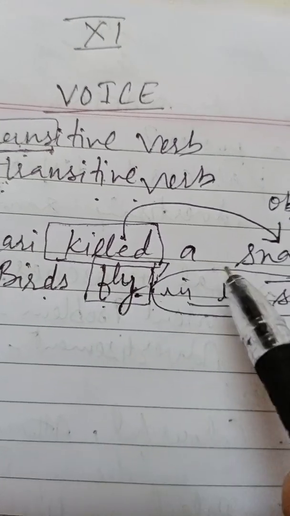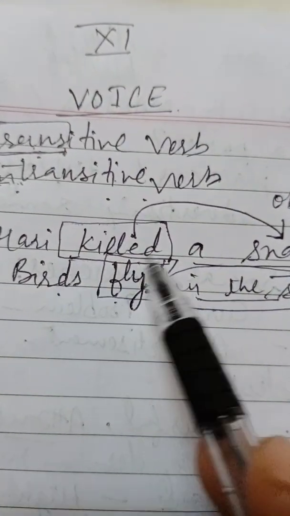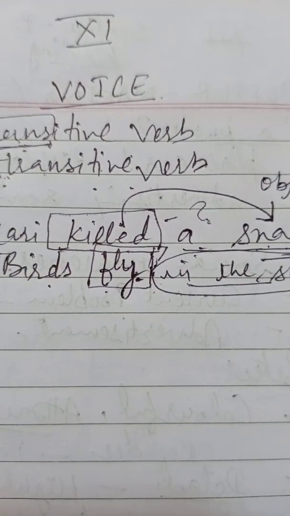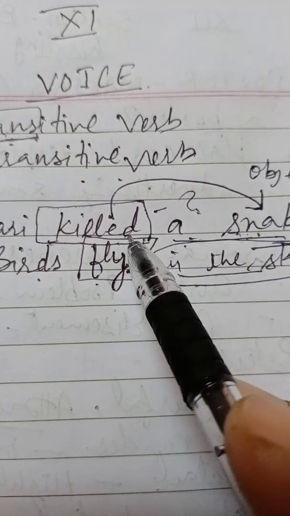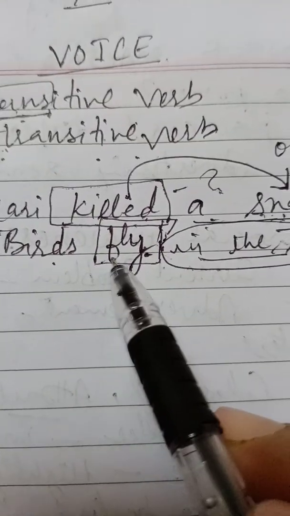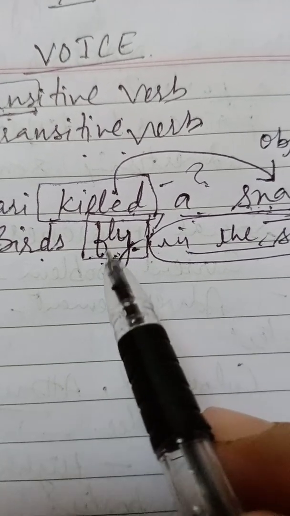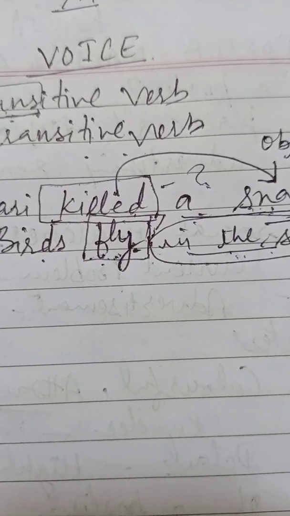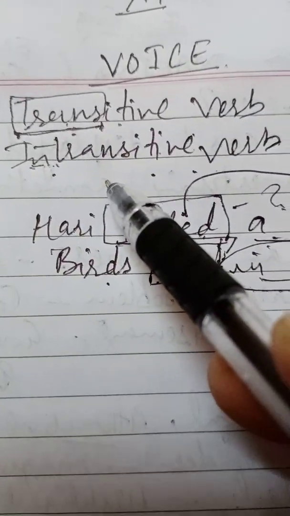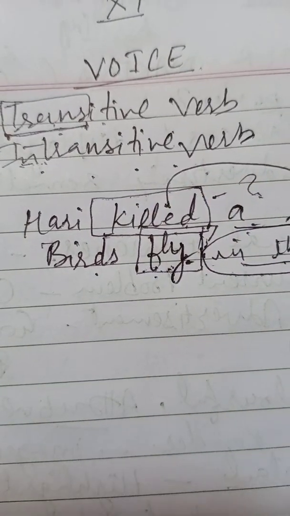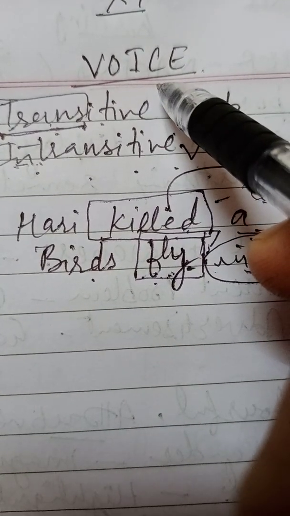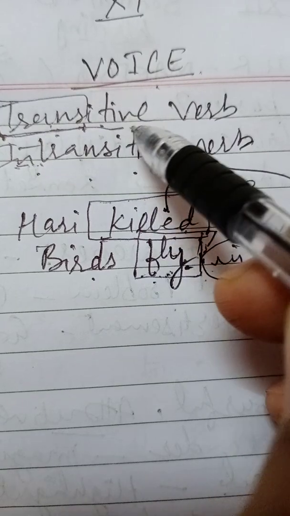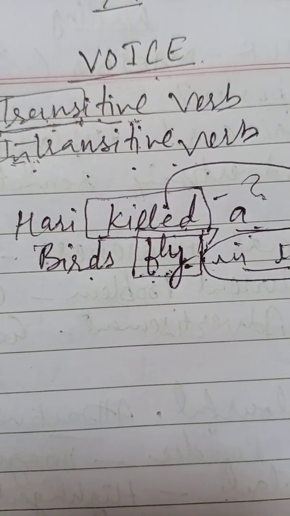Got it? If we remove this part, a snake, it asks what? Harry killed what? A snake, a sparrow, a crow, whatever. So it requires an object where this verb can transfer its effect. But here you feel that this fly verb does not have an effect to transfer on an object. So this is the basic difference between a transitive and intransitive verb. And in voice it is very mandatory to have a transitive verb in the sentence to change from active to passive.